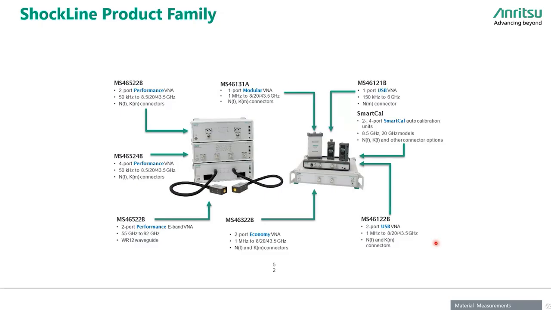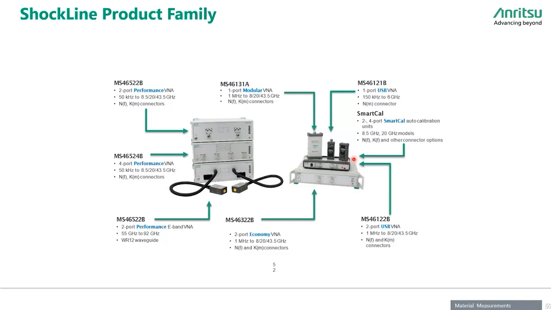After that, we have a two port configuration on the standard, which is the MS46122B, the gray unit you can see over here. This is the hardware of the VNA. The software runs on the laptop, so it connects to the laptop using one USB cable. Its frequency range again covers 1 megahertz to 8, 20, and 43.5 gigahertz.